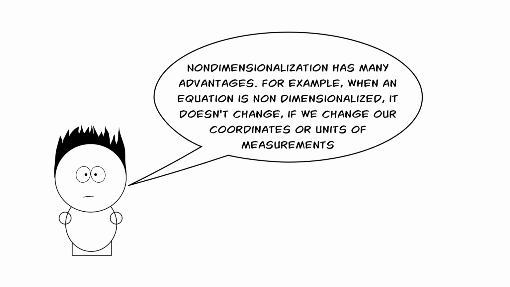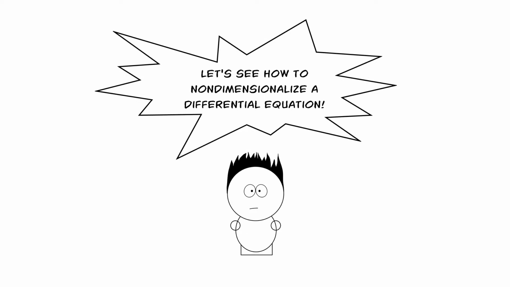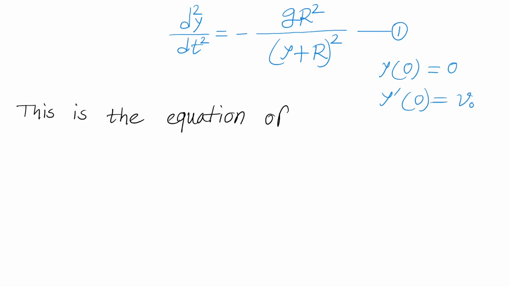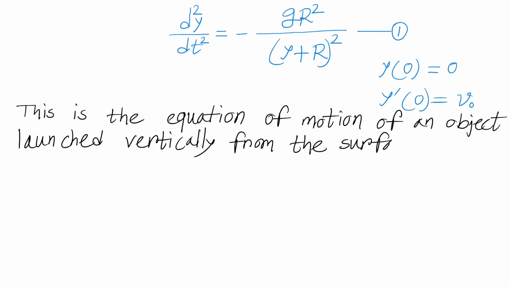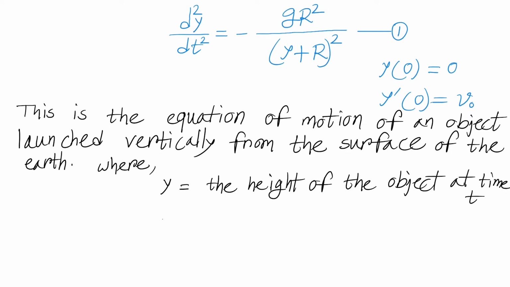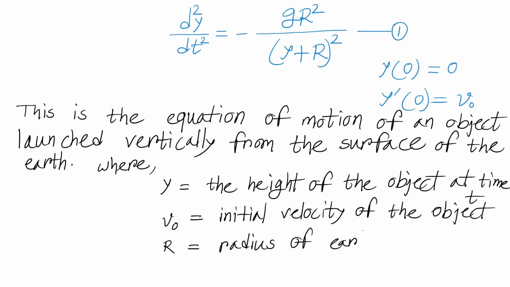Non-dimensionalization has many advantages. For example, when an equation is non-dimensionalized, it doesn't change if we change our coordinates or units of measurements. Let's see how to non-dimensionalize a differential equation. This is the equation of motion of an object launched vertically from the surface of the earth, where y is the height of the object at time t, v0 is the initial velocity, r is the radius of the earth, and g is the gravitational acceleration.